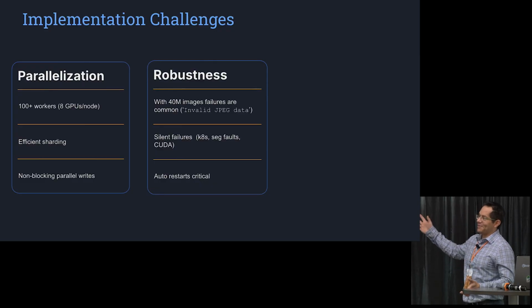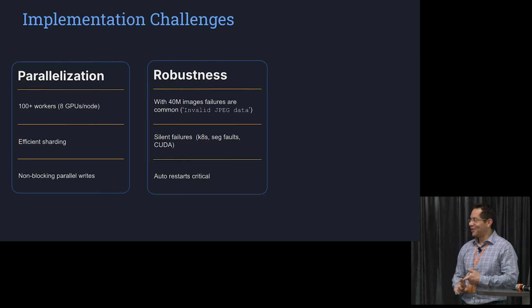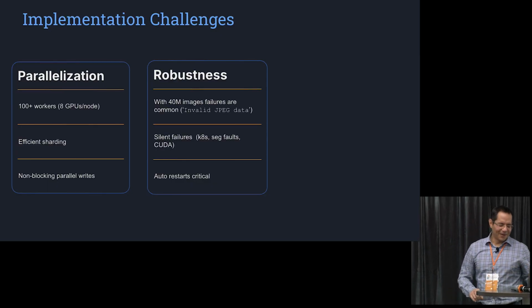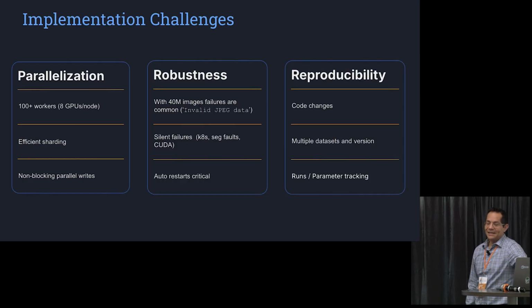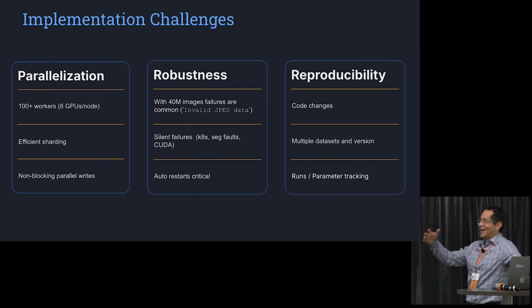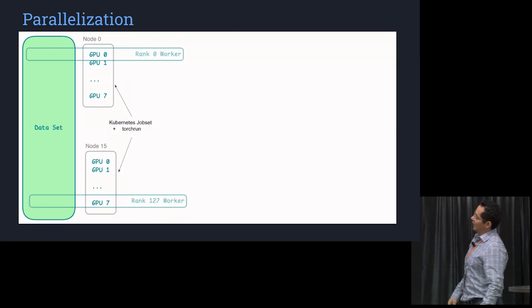Robustness, again, with 40 million images, something's going to go wrong. Things are going to fail. You're going to get crashes at the Kubernetes layer, at the CUDA level. You need to be able to auto-restart. It's going to be critical. And finally, as you can imagine, if you've done any kind of work on data, you're going to run this a boatload of times for many versions of the code and of the data. And you need a way to capture all of this information so you can make sense of your results. So let's quickly dive into each of these areas.